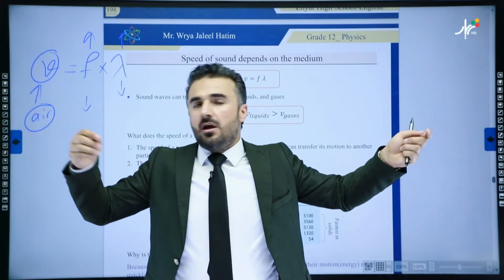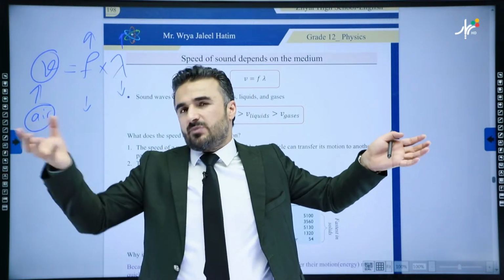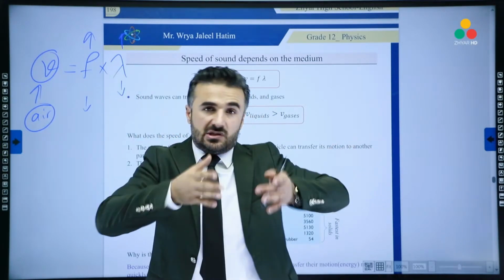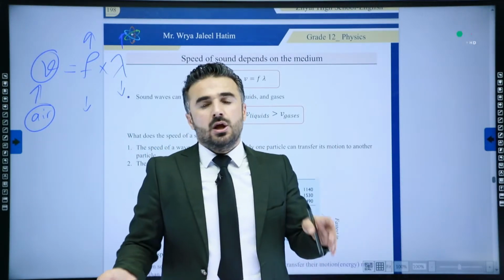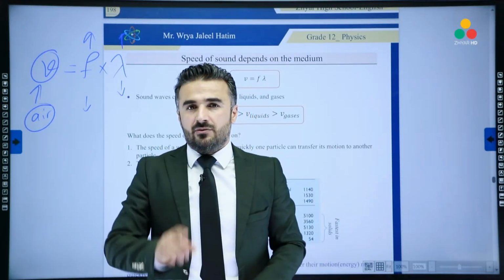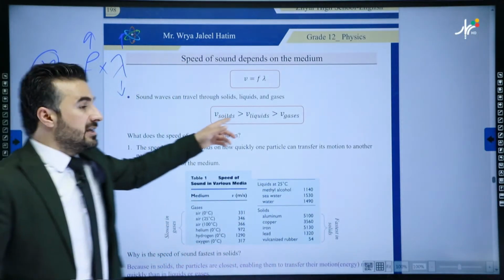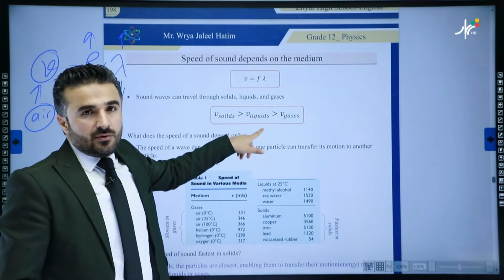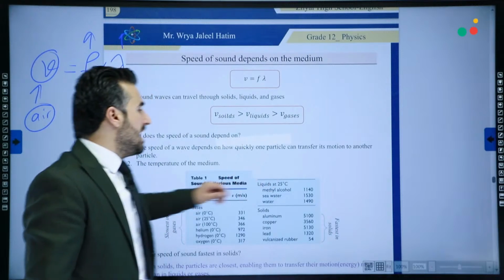So of course when one particle has the energy, it takes time for this particle to give all this energy to the neighboring particle because they are far, obviously. So this will take a lot of time, which slows the speed of sound in air. So remember this, the speed of sound in solids is the greatest, the biggest. Then it is slower in liquids, and it is the slowest in gases.